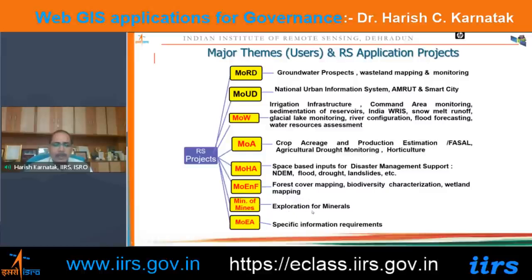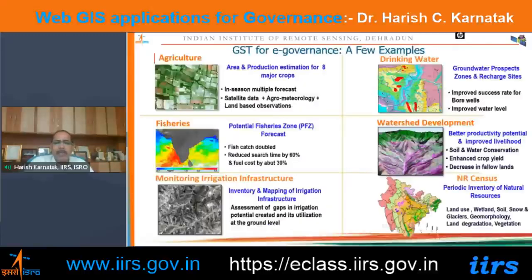The Ministry of Mines uses it for the exploration of minerals. The Ministry of External Affairs has specific information requirements from different countries, including neighboring countries, and this technology is being used very effectively in their products. Now, if you talk about some of the popular e-governance programs where geospatial technology, especially WebGIS technology or web mapping applications, is used, I would like to mention some of the major projects in the next one or two slides.